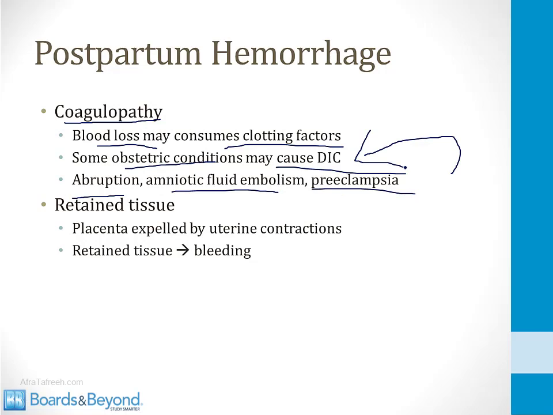So if a woman develops DIC, she won't be able to clot, and then she won't be able to stop bleeding. So one of the things you do on OB rotations if a woman continues to bleed after delivery of a baby is check the PT, PTT, and platelet count to make sure she has a normal clotting system. And then finally, retained tissue can lead to postpartum hemorrhage. So the placenta should be expelled by the uterine contractions, and normally you deliver the placenta after you deliver the baby. However, if any tissue is left behind, that can lead to prolonged bleeding. And one of the things you have to consider in a woman who won't stop bleeding is that there may be some tissue left behind.